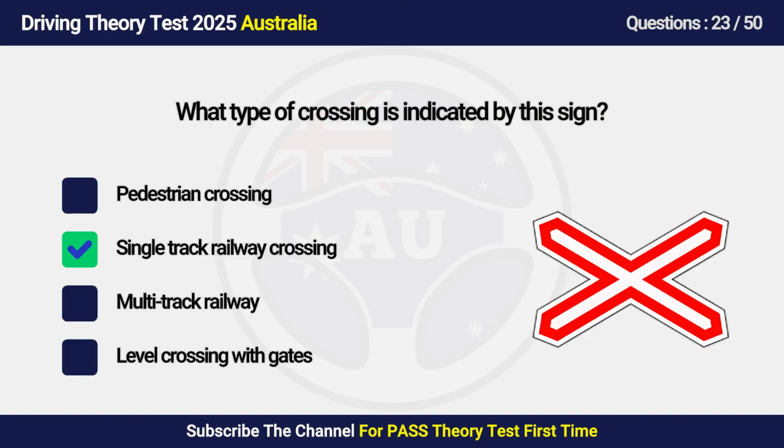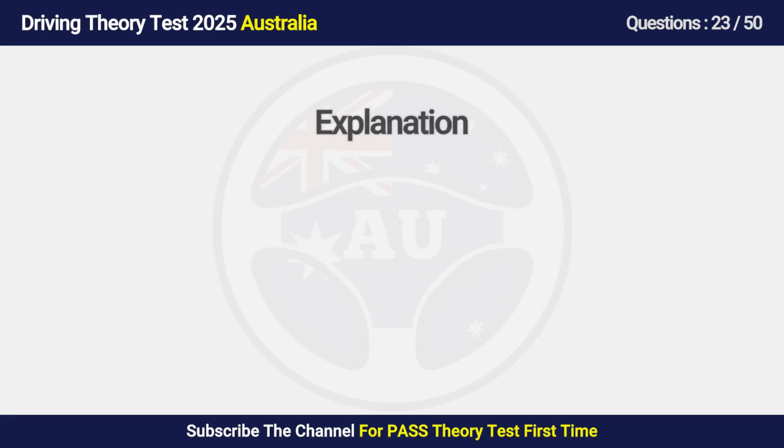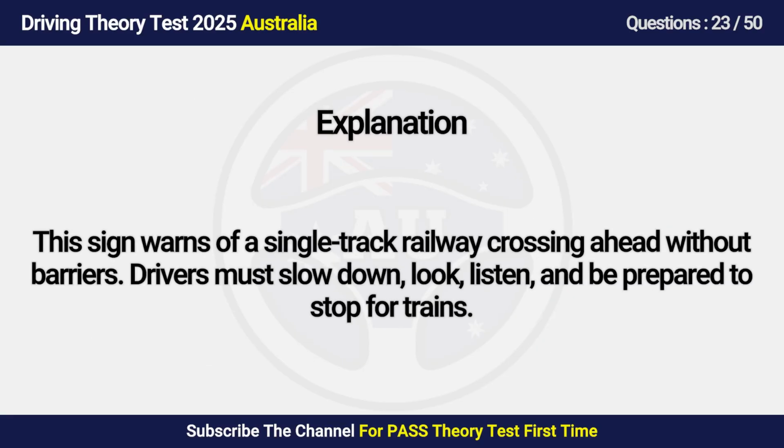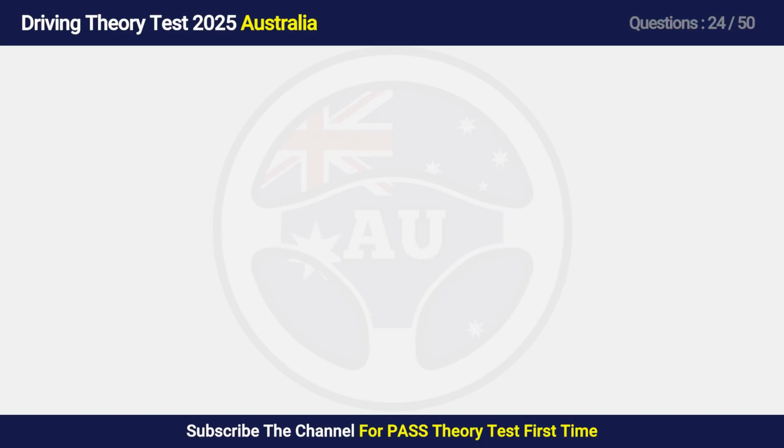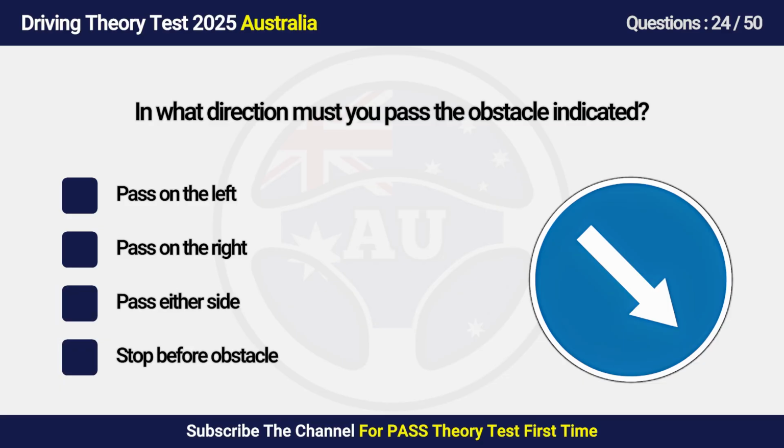Answer is B. Single-track railway crossing. This sign warns of a railway crossing ahead without barriers. Drivers must slow down, look, listen, and be prepared to stop for trains. Question 24. In what direction must you pass the obstacle? A. Pass on the left. B. Pass on the right. C. Pass either side. D. Stop before obstacle.